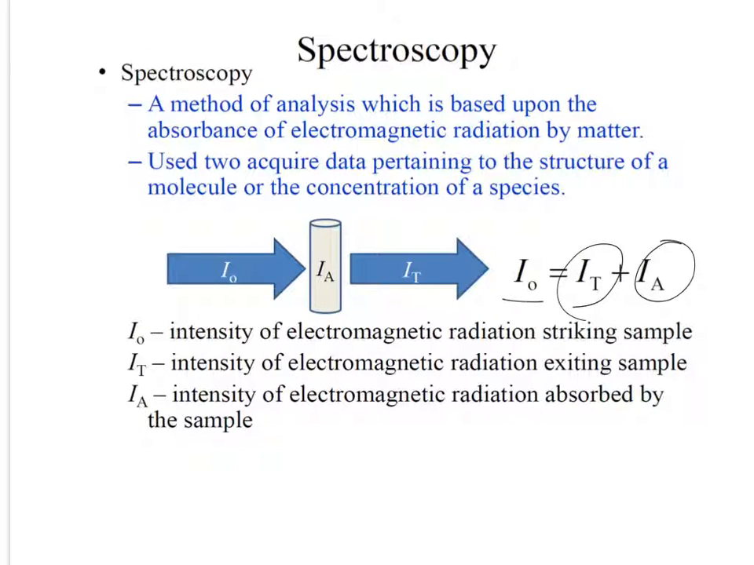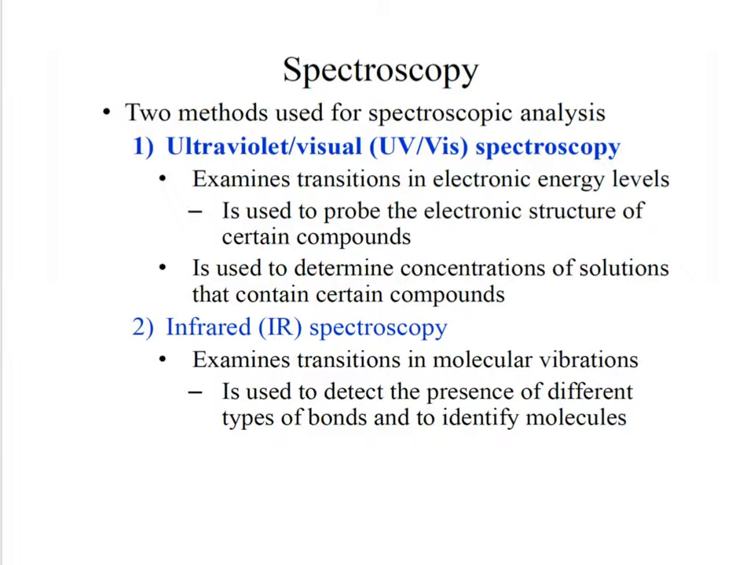So intensity increases as the amplitude of the wave increases. Intensity also increases as the number of photons increases, so the light gets brighter. In spectroscopy, though, some photons are absorbed by the molecules in the sample, so fewer are transmitted through the sample. There are 2 methods used for spectroscopic analysis, ultraviolet and infrared, and we're going to talk about both of them.